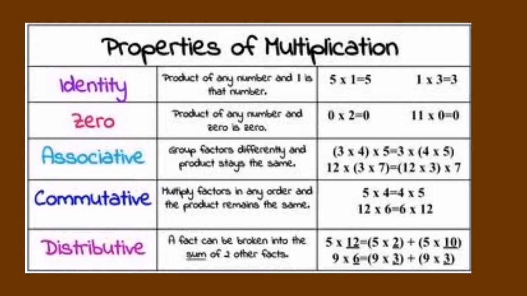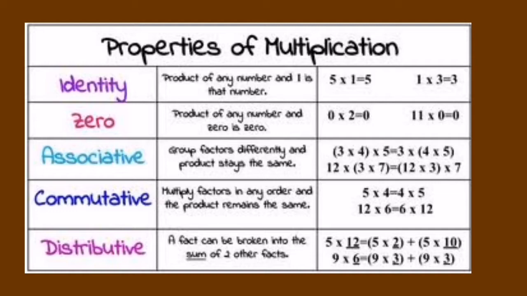Next is properties of multiplication. First property is identity, or 1, means when we multiply any number with 1, it is the number itself. Example, 5 into 1 is equal to 5, 1 into 3 is equal to 3. Next, zero property of multiplication. When we multiply any number with 0, the answer will be 0. 0 into 2 is 0. Next, associative, means grouping property of multiplication. 3 into 4 into 5 is equal to 3 into 4 into 5 with a different grouping. If we change the group, the result will not change and it will be the same.